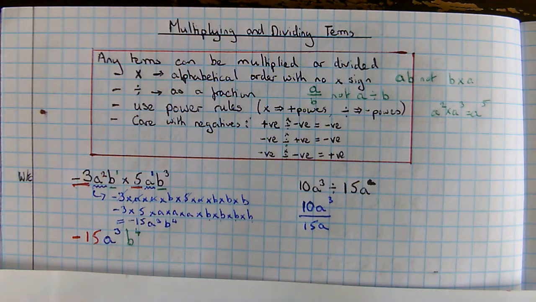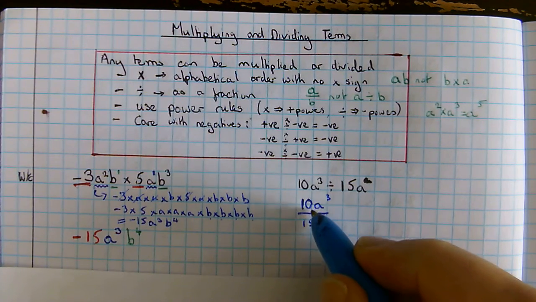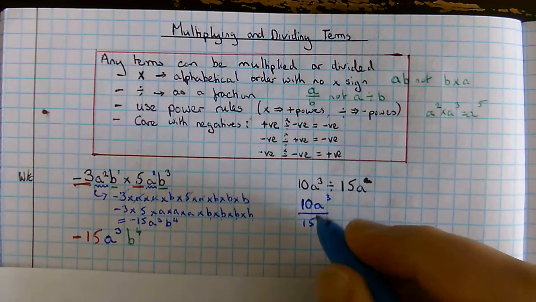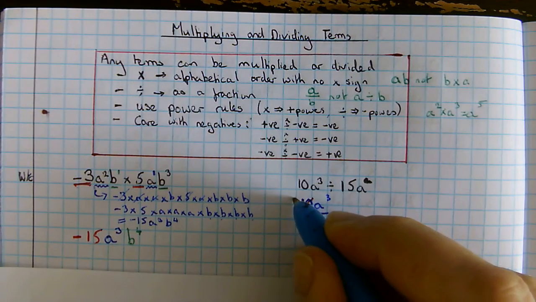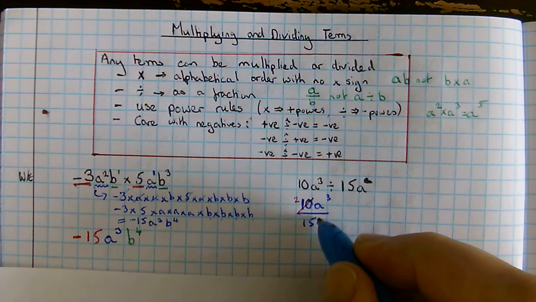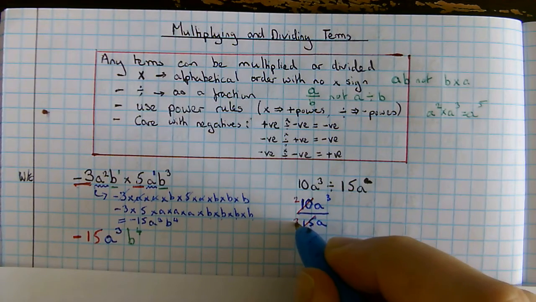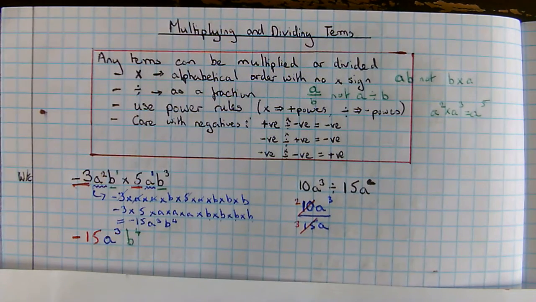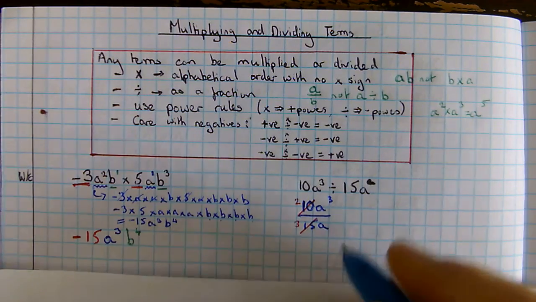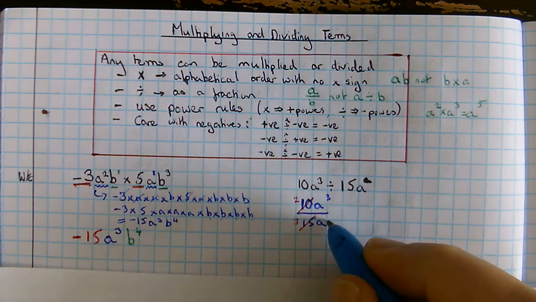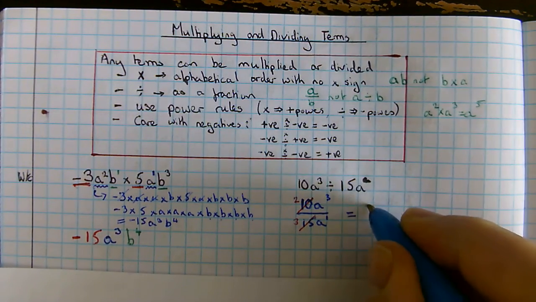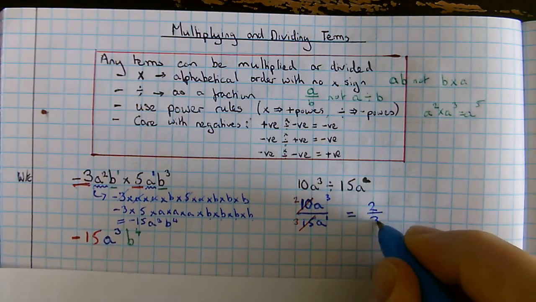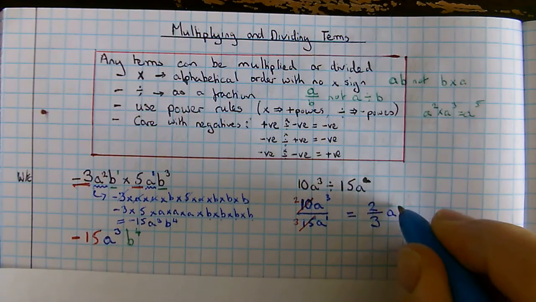Now, I'm going to use simplifying my fractions. Looking at what goes into both 10 and 15, well, both of them are in the 5 times table. So I'm going to divide both of them by 5. 5 goes into 10 twice. 5 goes into 15 3 times. So I've got 2/3. Here, I've got a cubed divided by a to the power of 1. 3 take away 1 is 2. So it's going to give me an answer of 2 over 3 a squared.